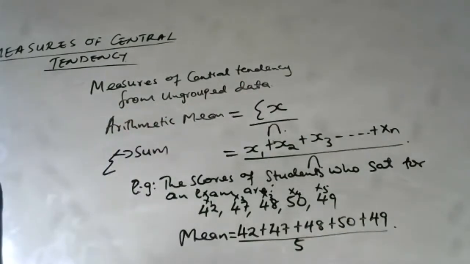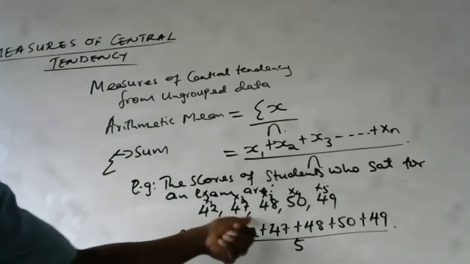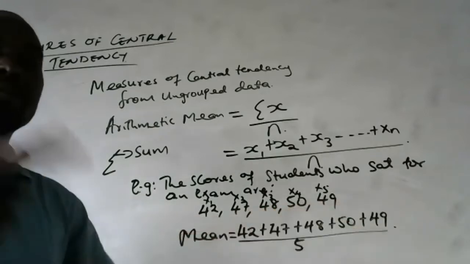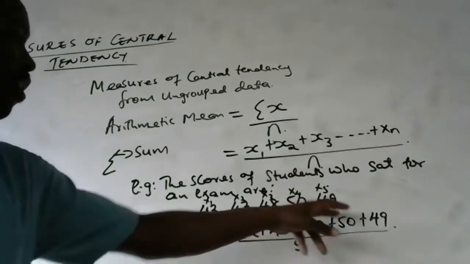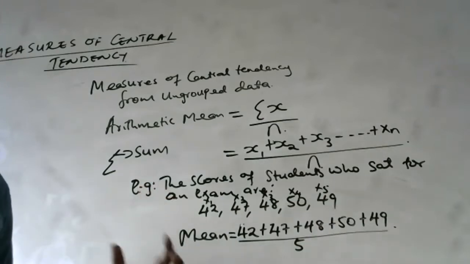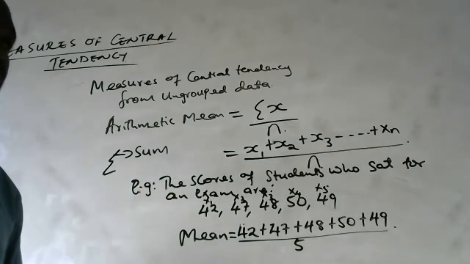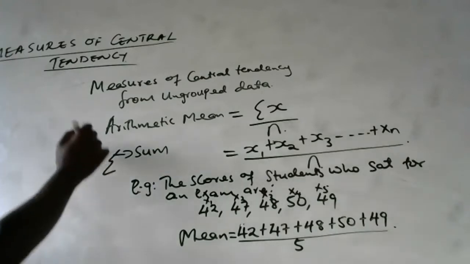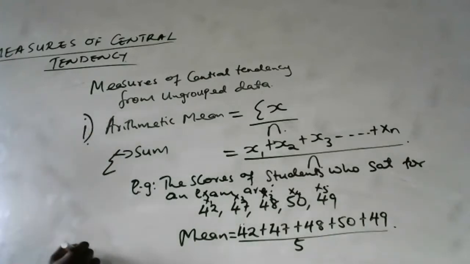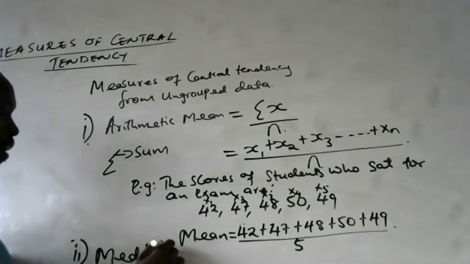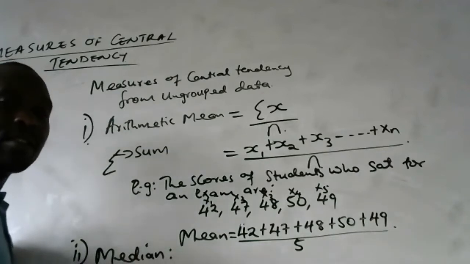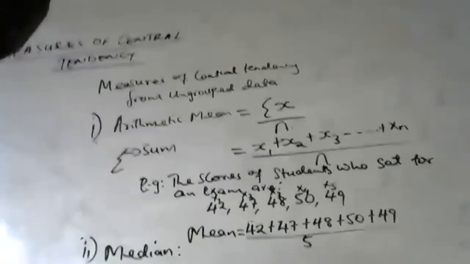Remember, I don't want you to lose track. We say ungrouped data is data or figures that are just separated by commas. When we write them like this, they are simply known as ungrouped data. Then, this was number 1. Number 2, we have the median. How do we calculate the median from the ungrouped data? The median is the value that occupies the middle position.